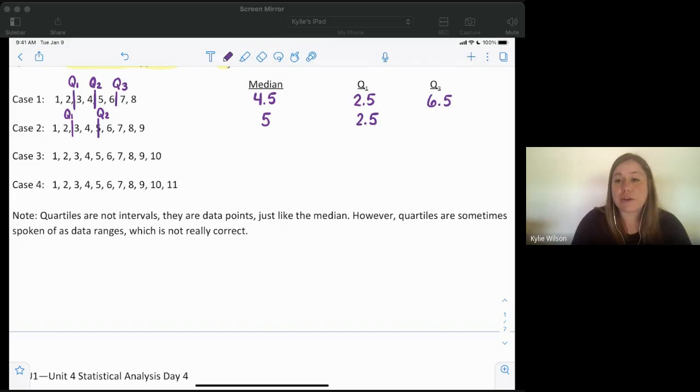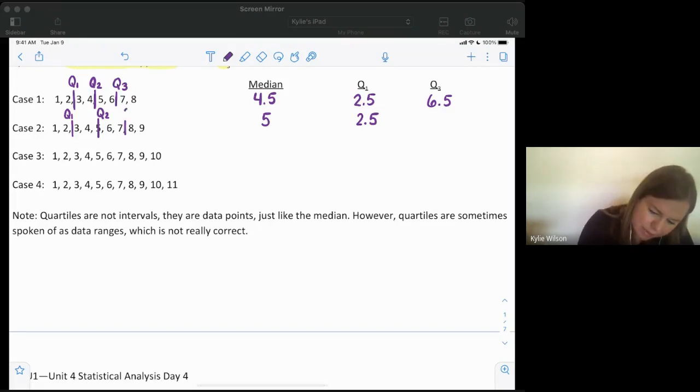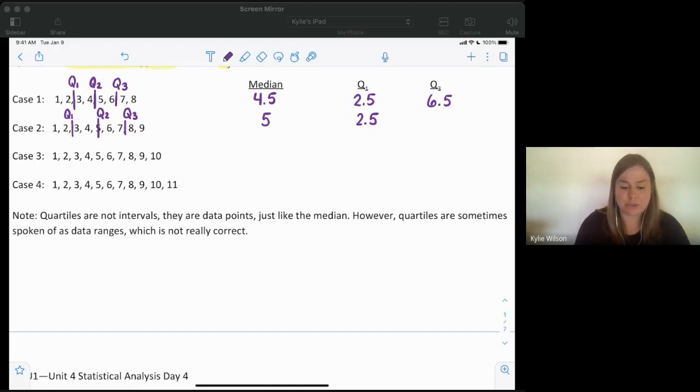Then for my third quartile, I look at the upper half of my data. So 6, 7, 8, 9. I find the median, and draw my line through that. And that's my third quartile, in between 7 and 8. So at 7.5.